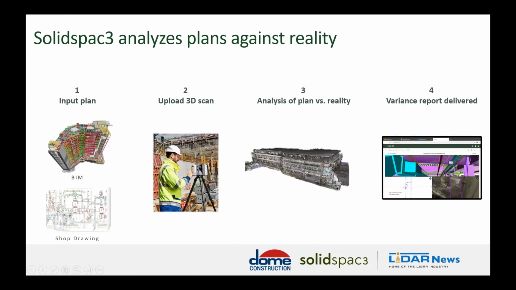So our solution analyzes plans against reality in the cloud. So it's a very easy to use solution. Just upload your BIM, Navisworks, 2D, 3D drawings, scan the desired area, and upload that scan to our online application called Space. And in less than 12 hours, you will have variance reports to use in the field and make corrections.